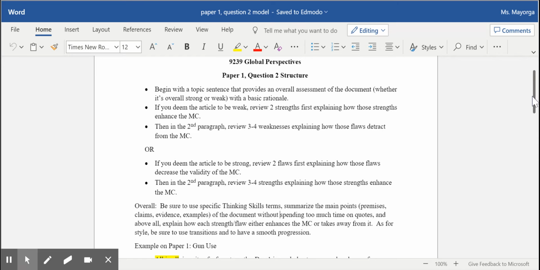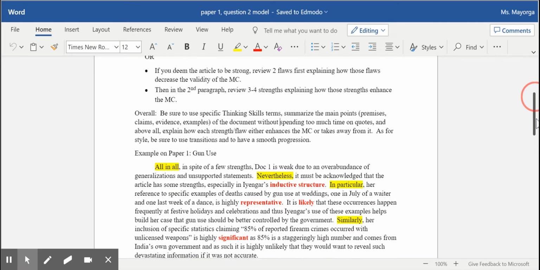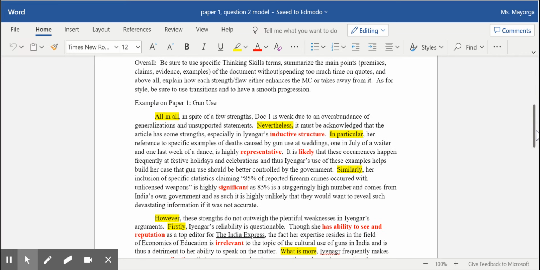So when I come down to my sample, this is on an actual paper 1 about gun use, and the author is against it. Notice that I've highlighted all of my transition words. It's so important to have a smooth progression when you're writing these. And then notice all my thinking skills terms that I've placed in red.